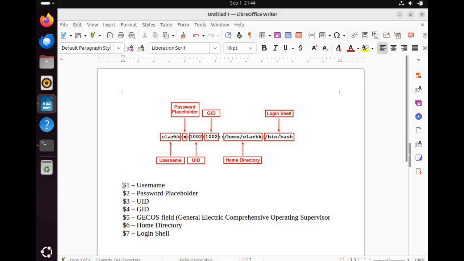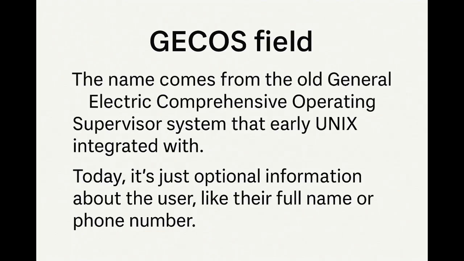And $1 stands for the first column, $2 would stand for the second column, and so on. Now, this space I talked about between the two colons is called the GECOS field, from the General Electric Comprehensive Operating Supervisor, which was integrated with earlier Unix systems, and the name has just stuck for this field. Most of the time, it's going to be empty.